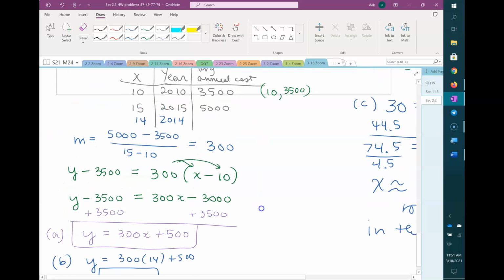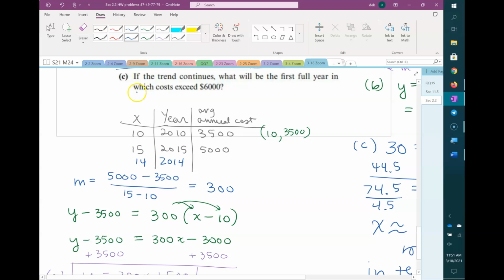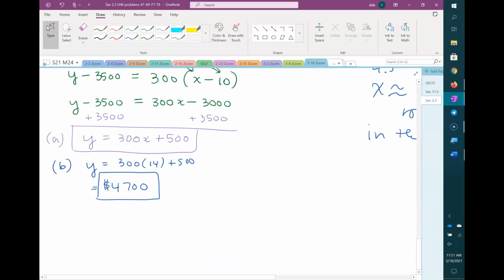So then the C part says, when are the costs more than 6,000? What will the year be? So this is, what is X when Y is 6,000? Okay, so we're going to have y be 6,000. And we want to know what is the x value when that happens.